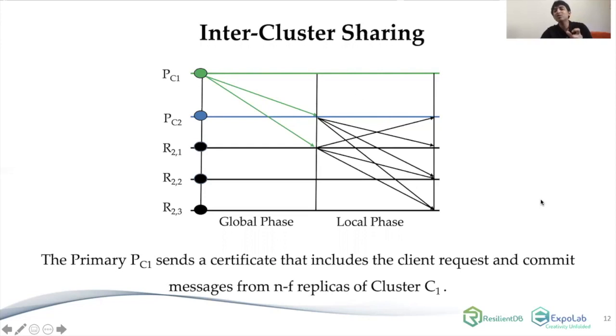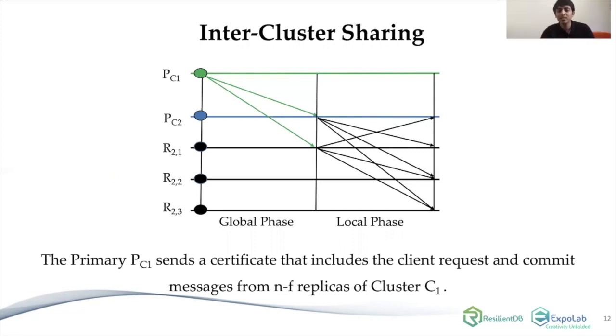And these F plus 1 messages are sufficient because the primary of cluster C1 is sending to at least F plus 1 replicas of C2. So even if both the primaries are faulty, there's at least one good replica. If PC1 does not send a message, then all the replicas in C2 can determine that PC1 was bad, and they can inform cluster C1 to replace its primary.